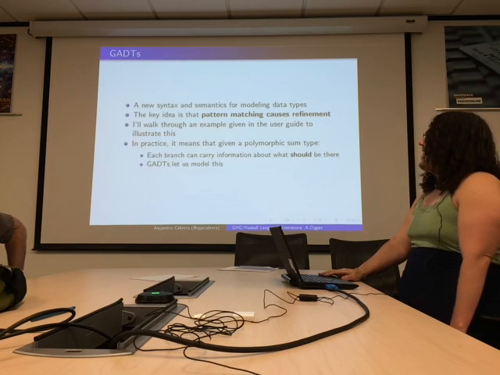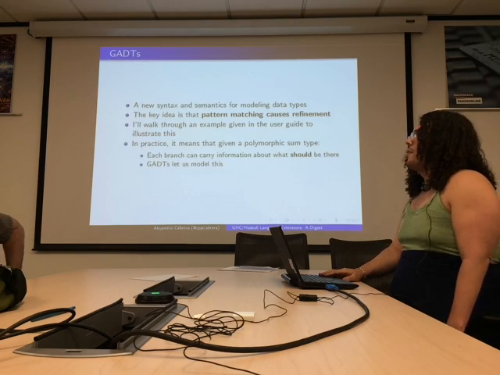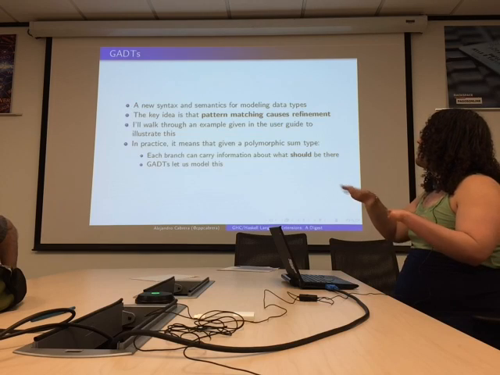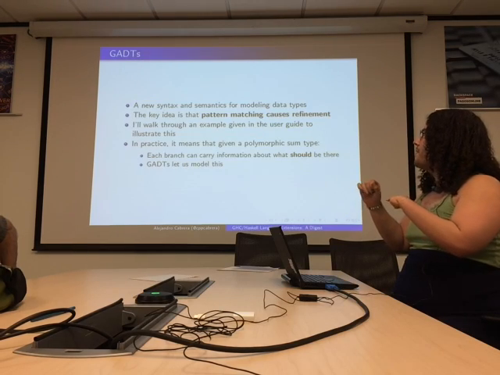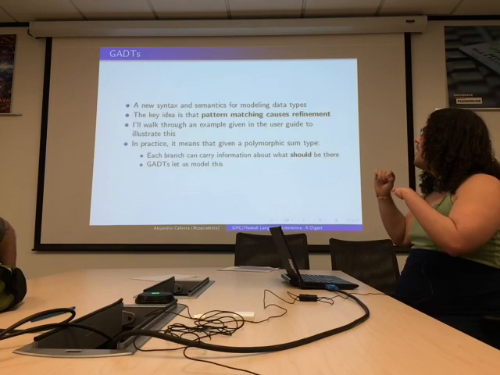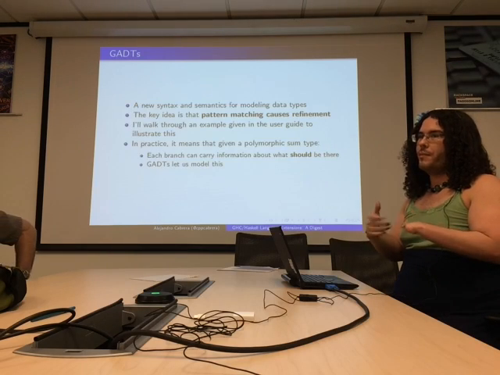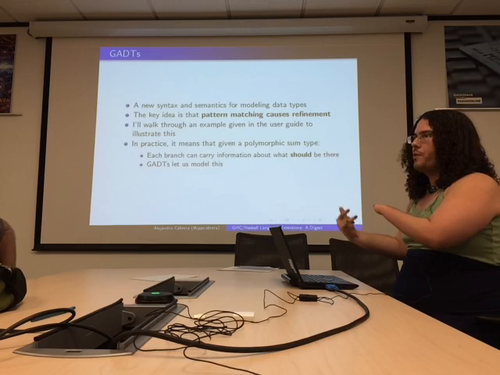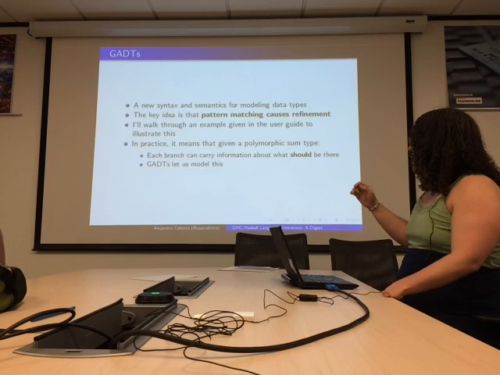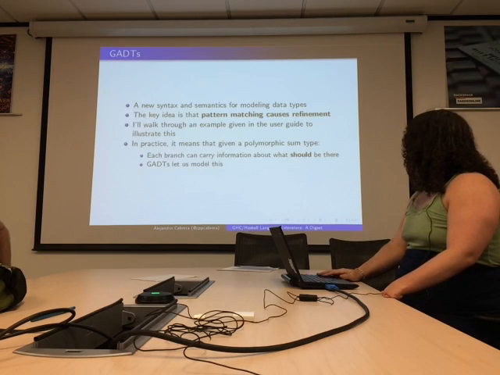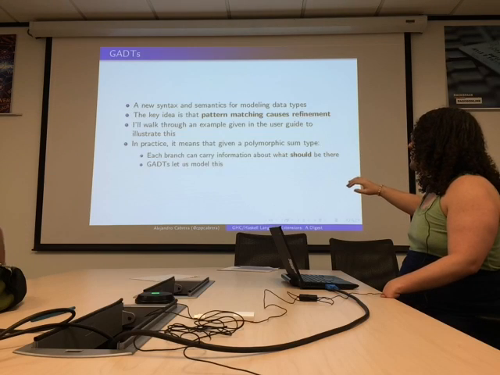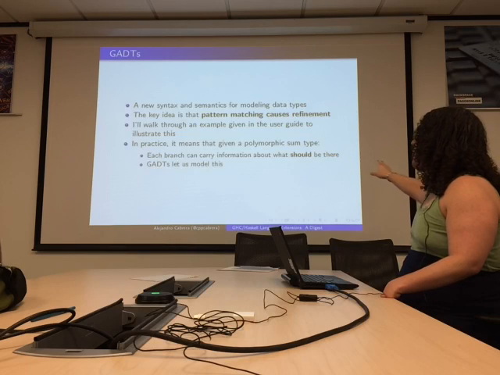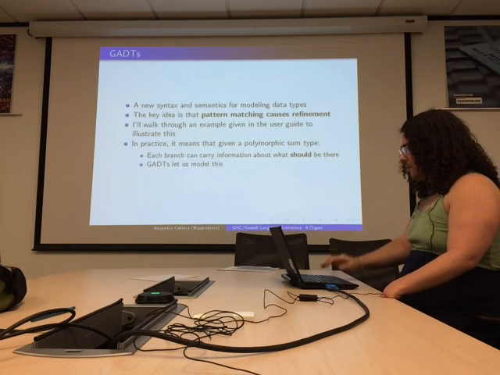Alright, so GADTs are a combination of a new syntax and a new semantics for modeling data types. The key idea, according to the user guide, I took these words out of it exactly, is that pattern matching causes refinement. That means you know a little bit more information about your type when you start pattern matching. So I'm just going to walk through an example. In practice, this whole GADT thing means that each branch in your polymorphic sum type can carry some information about what should be there, and GADTs let us model this.